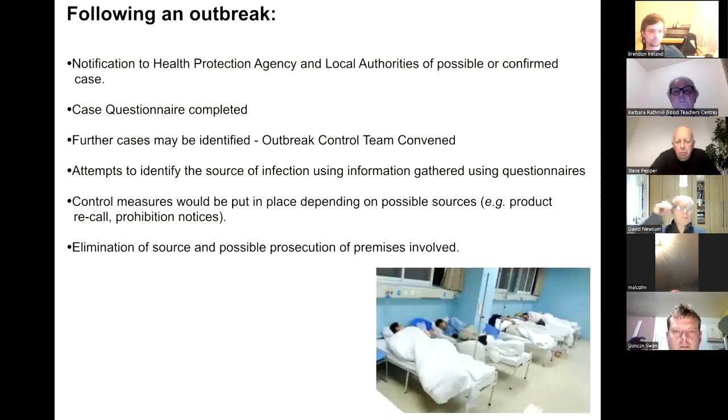So how do you control outbreaks and how are they dealt with? Well, following an outbreak, notification to the Health Protection Agency and local authorities of possible or confirmed cases. The case questionnaire needs to be completed. Further cases may be identified, and then you'll have an outbreak control team being convened. Attempts to identify the source of infection using the questionnaires, and control measures will be put in place depending on the possible sources, i.e. product recall, prohibition notices, elimination of source, and possible prosecution of the premises involved.